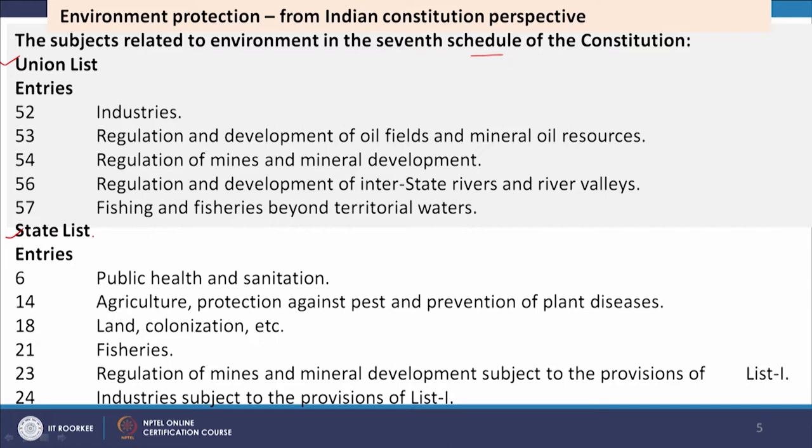Important entries under the union list are industries, regulation and development of oil fields and mineral oil resources, regulation of mines and mineral development, regulation and development of interstate rivers and river valleys, and fishing and fisheries beyond territorial waters. Important entries under the state list are public health and sanitation, agriculture, protection against pests and prevention of plant diseases, land colonization, etcetera, fisheries, and regulation of mines and mineral development subject to the provisions of list 1, and industries subject to the provisions of list 1. So, list 1 means the union list, and there are some provisions where the state also has some responsibility or control over it.